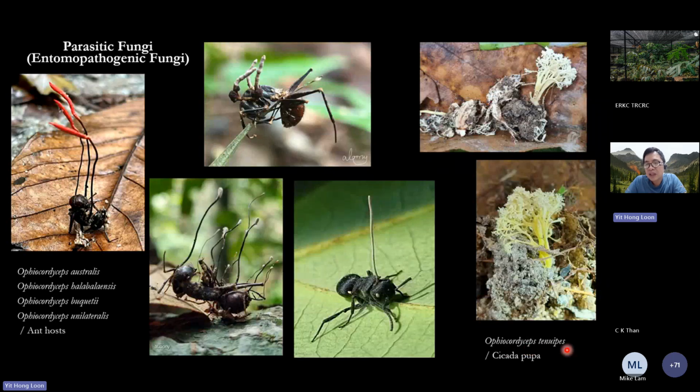It's a Cordyceps tenuipus. This grows on a cicada pupa. Okay, the young cicadas actually stay in the ground, hibernate before they come out to the surface. Actually, under the ground, sometimes they get infected with the Cordyceps. So the Cordyceps will grow from their pupa, and then this is the fruiting body. So later, the fruiting body will spread the spores. Then the spores will infect another baby cicada. Also sounds cruel, but this is nature. Yeah.